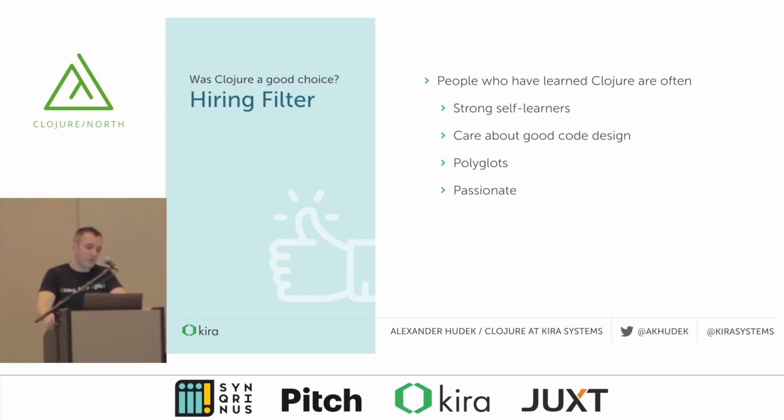And the hiring filter really worked at the start as well. It absolutely selected for strong self-learners. Anyone who takes the time to learn a language like Clojure, probably in their spare time, because they're likely not doing it in their day job. Certainly at the time that was more true than today. These kinds of people generally care about good design, and writing software the right way, essentially. And they're often polyglots as well. So this all came true, and most of the applicants we had that were drawn because of Clojure had these properties. So that was really, really good.